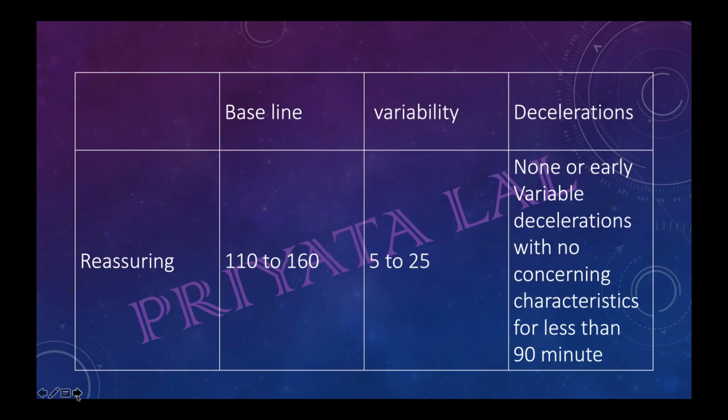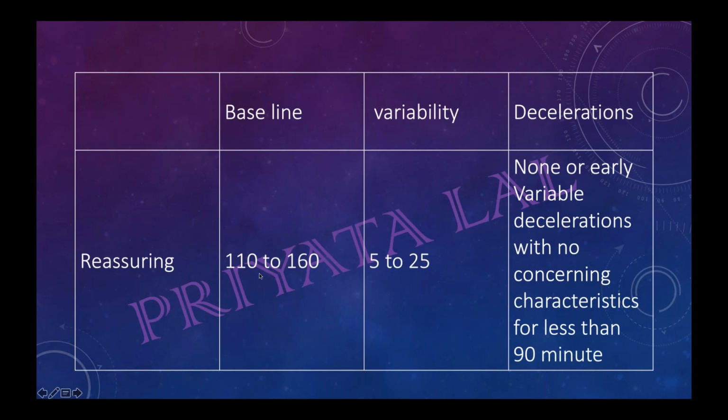You have to remember this, that's all. So keep on reading it again and again, because you will be able to identify baseline, variability, acceleration, deceleration, but categorization will come from this table only. So I will try to make you understand, but again you have to do it from the guideline.